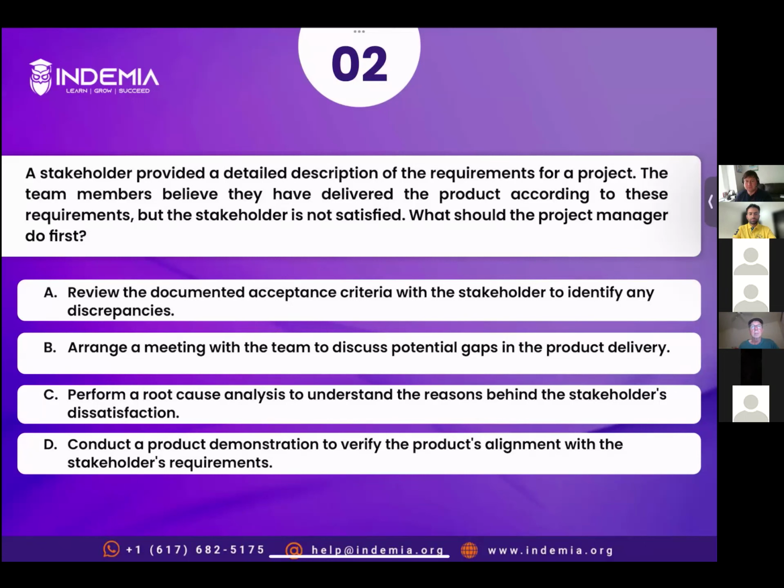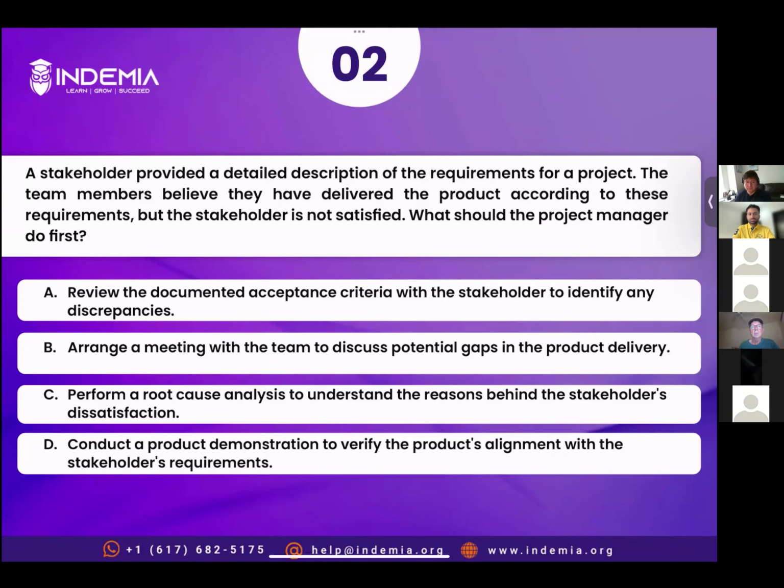Option A, review the documented acceptance criteria with the stakeholder to identify any discrepancies. Option B, arrange a meeting with the team to discuss potential gaps in the product delivery. So the team is already saying we have delivered according to the requirements. If they're already saying that, there is no point in discussing the same thing with the team. If there is a conflict, we need to talk to the customer and ask, what's wrong with the product?